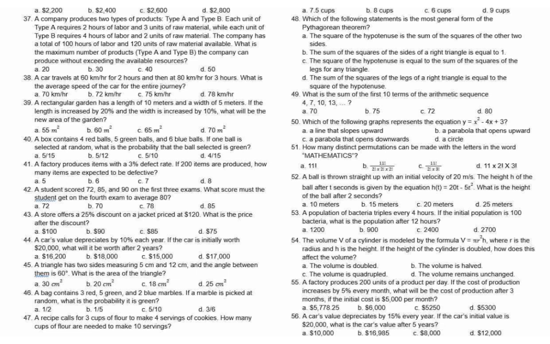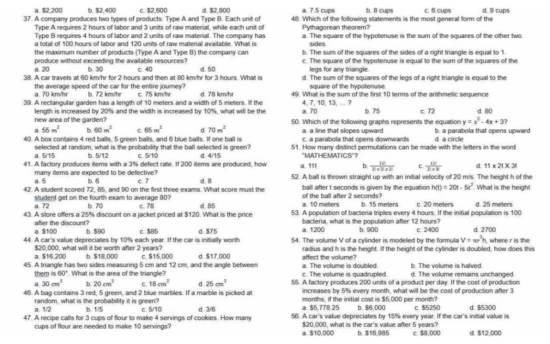And number 39. A rectangular garden has a length of 10 meters and a width of 5 meters. If the length is increased by 20% and the width is increased by 10%, what will be the new area of the garden? So the new area of the garden is letter C, 65 meters squared.